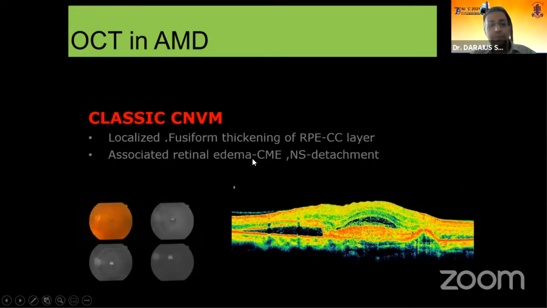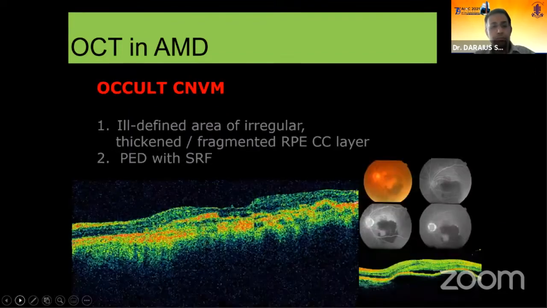A classic CNVM, which is above the RPE choriocapillaris layer, is seen in a fusiform, kind of a spindle-shaped layer, and you can see the corresponding FFA below. Occult CNVM is more difficult to depict. It is an ill-defined area of irregular thickening or fragmentation of the RPE choriocapillaris layer, or you can just have a PED with SRF.